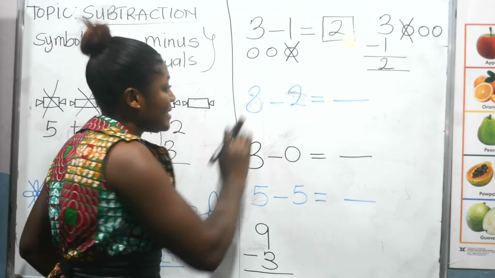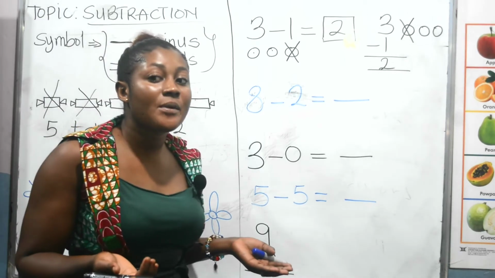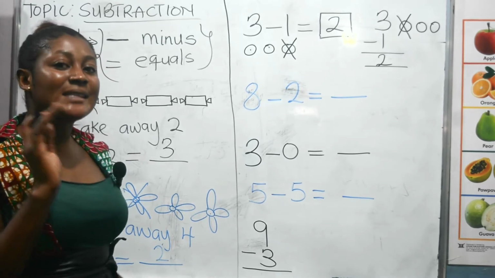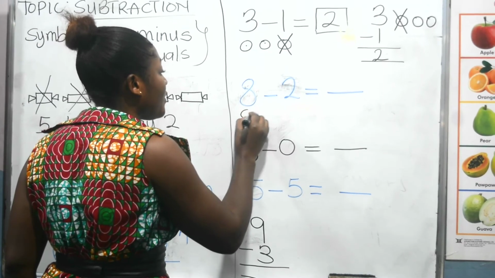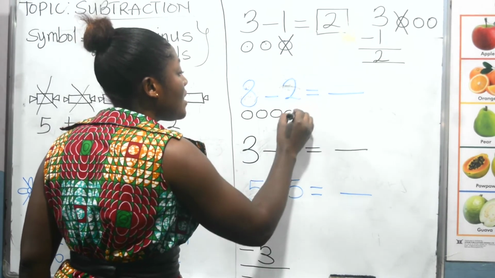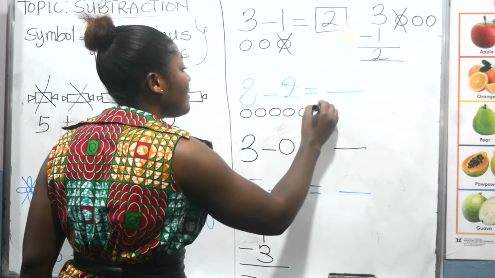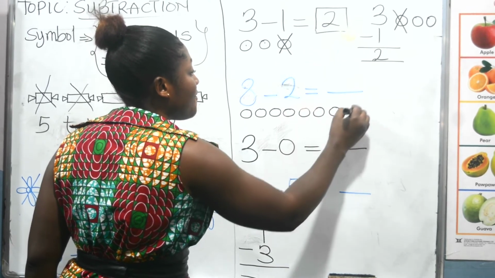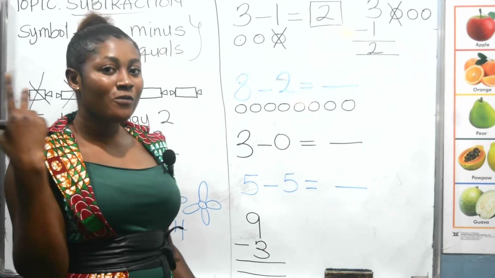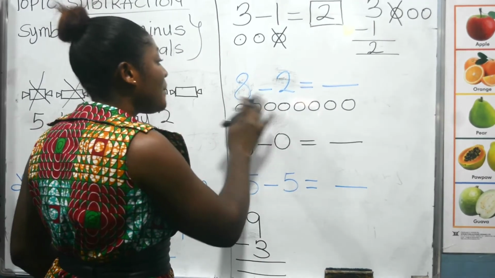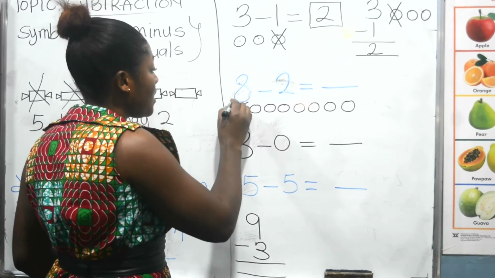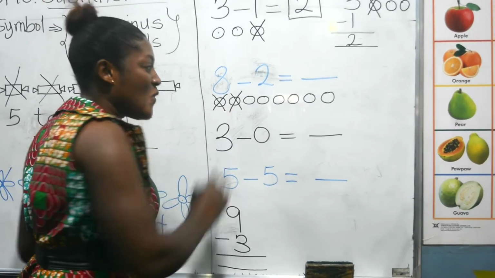So this is 8. So how many circles are we going to draw? Tell me. 8. We are going to draw 8 circles. So now let's draw them. 1, 2, 3, 4, 5, 6, 7, and 8. And then I'll take away 2 from the 8. So 8 minus 2. So I'm going to take 2. So now let's take 2 from it. 1 and 2. Very good.